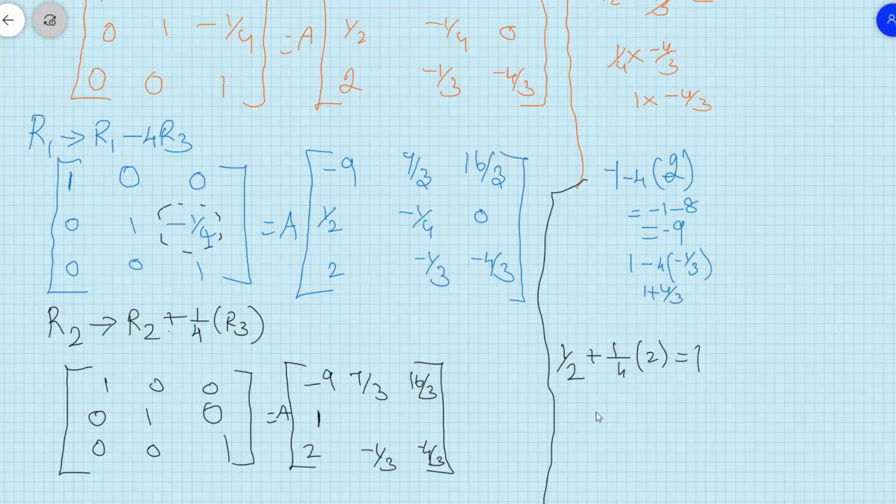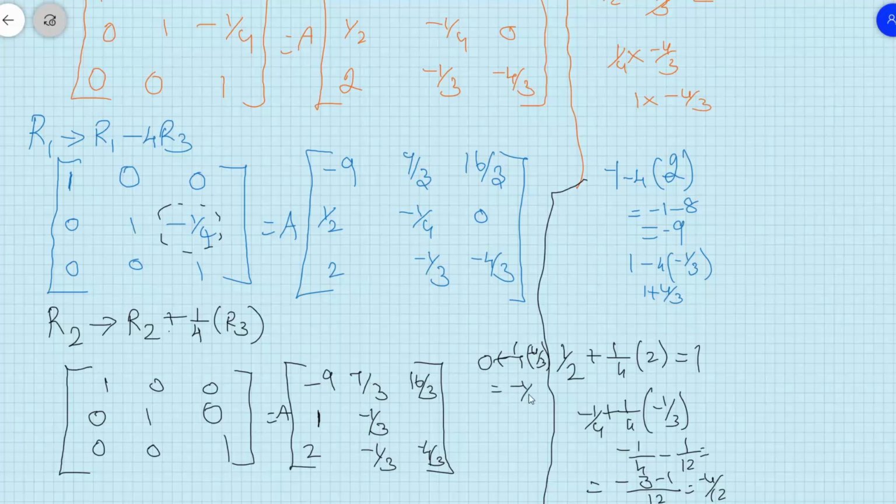So this is 1. Then minus 1 by 4 plus 1 by 4 of minus 1 by 3. That will be minus 1 by 4 minus 1 by 12. That is equal to minus 3 minus 1 by 12, that is minus 4 by 12, that is minus 1 by 3. Finally, this is 0. So 0 plus 1 by 4 into minus 4 by 3. That will be minus 1 by 3. This is minus 1 by 3.